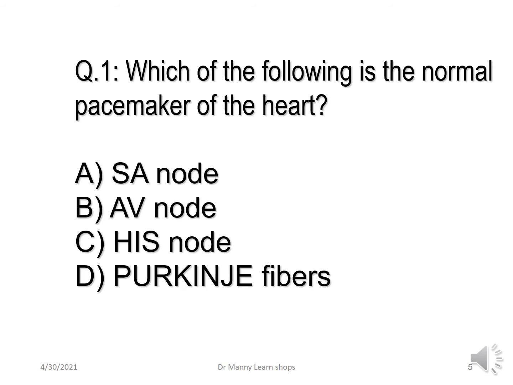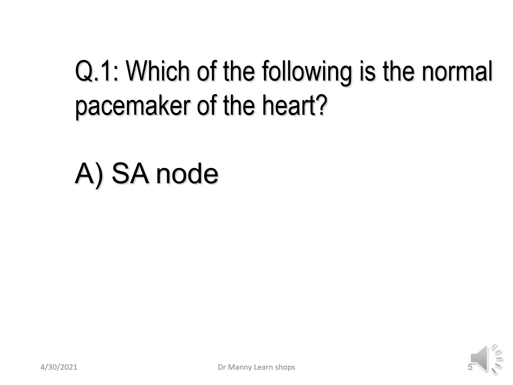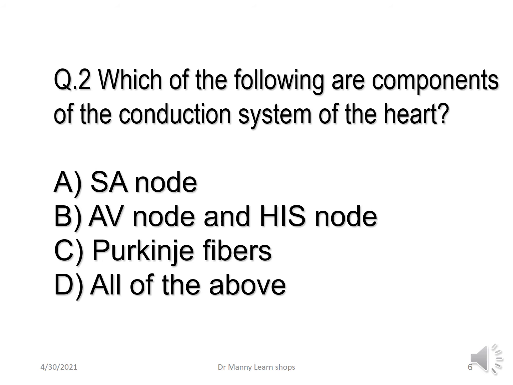Which of the following is the normal pacemaker of the heart? A, the SA node, B, the AV node, C, the His node, or D, the Purkinje fibers? The answer is A, the sinoatrial node. Which of the following are components of the conduction system of the heart? A, the SA node, B, AV node and His node, C, Purkinje fibers, or is it all of them? And the answer is all of the above.